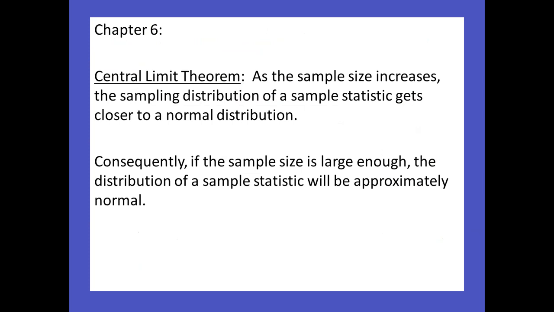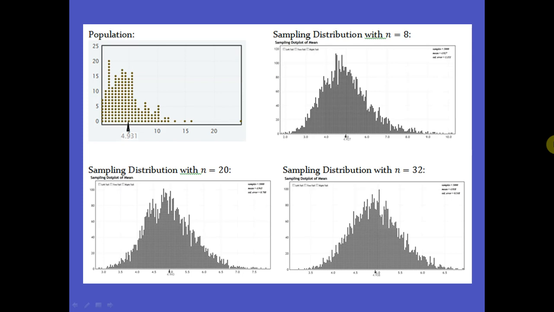So as the sample size increases, the sampling distribution of the sample mean will get closer and closer to a normal distribution. Consequently, if you have a large enough sample size, the distribution of the sample statistic will be approximately normal. This sequence of pictures is supposed to illustrate that idea.